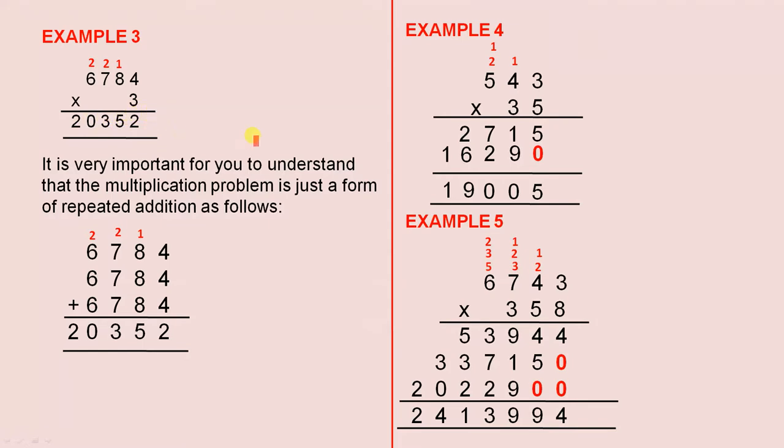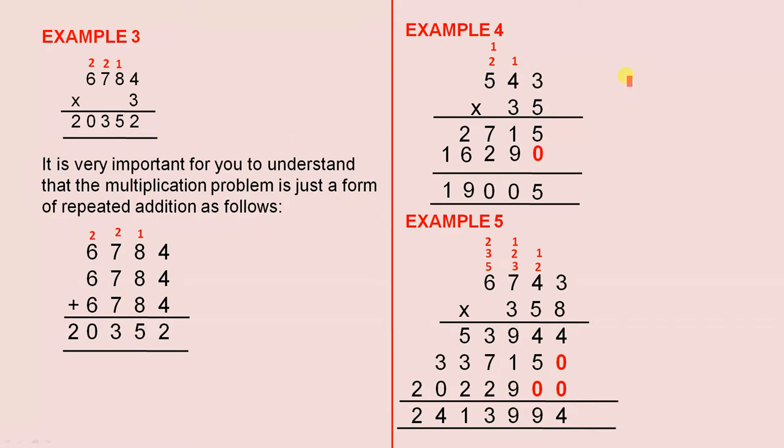It is very important for you to understand that the multiplication problem is just a form of repeated addition as follows. So 6784 times 3, we're just adding 6784 by itself 3 times. So if you do that, there it is there, you'll get the same answer. So when you have a multiplication sum like this, it's just a form of repeated addition.